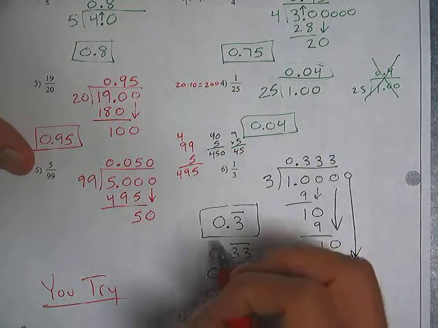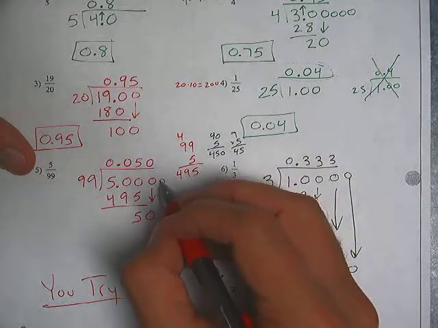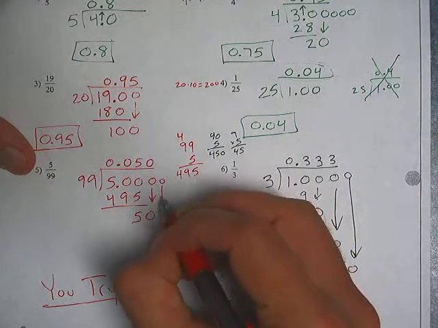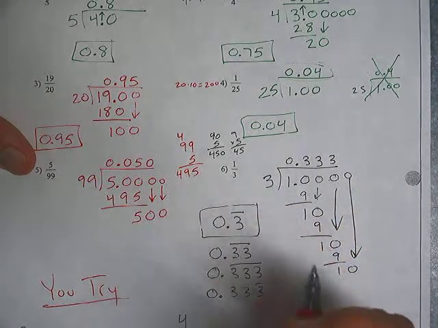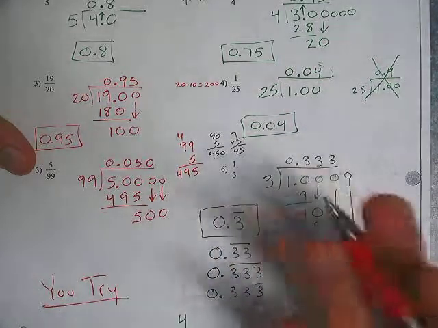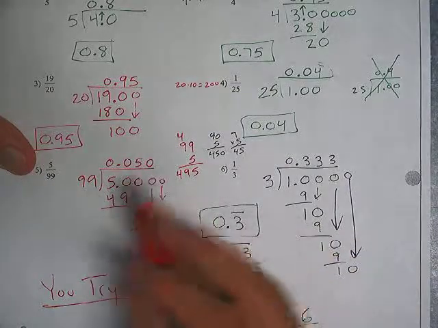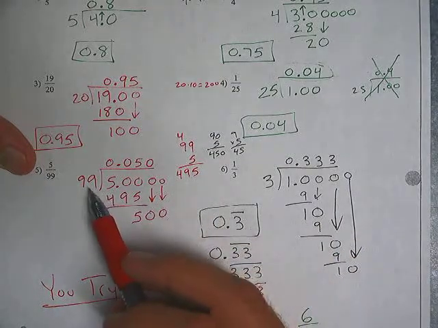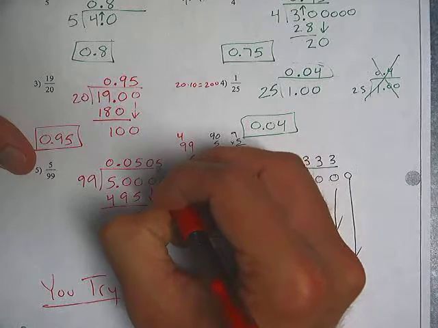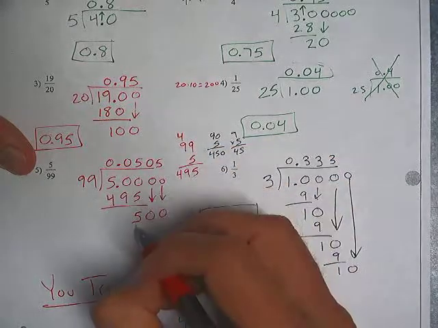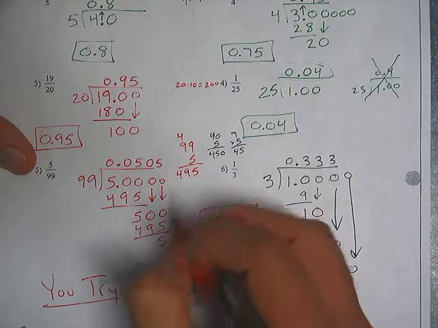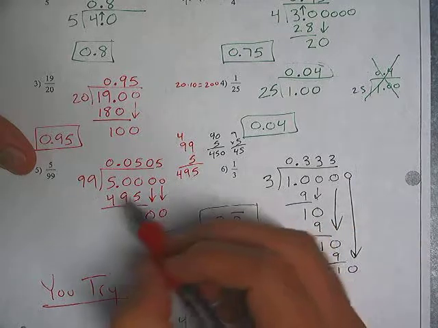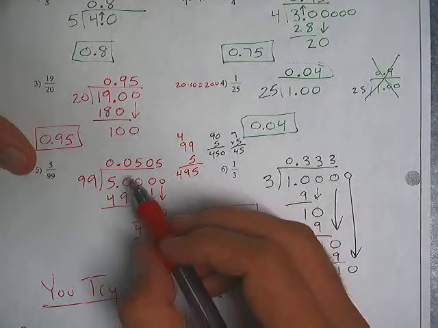Okay? Put a 0, bring it down, and I get 50. 99 doesn't go into 50, so I must put the 0. That's huge. A lot of mistakes are made right there. So since it doesn't fit into 50, I have to put the 0 in there, and then I have to bring down another 0 to make it 500. And at this point, you should realize, man, I already did this. So this is probably a repetition.